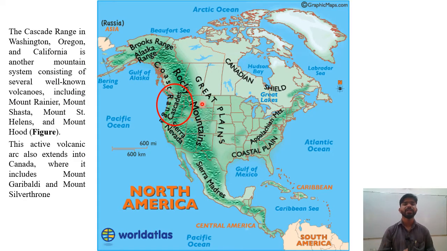The Cascade Range in Washington, Oregon and California is another mountain system consisting of several well-known volcanoes, including Mount Rainier, Mount Shasta, St. Helens and Mount Hood, as we have seen in the earlier figure. The active volcanic arc also extends into Canada, where it includes Mount Garibaldi and Mount Silverthrone.